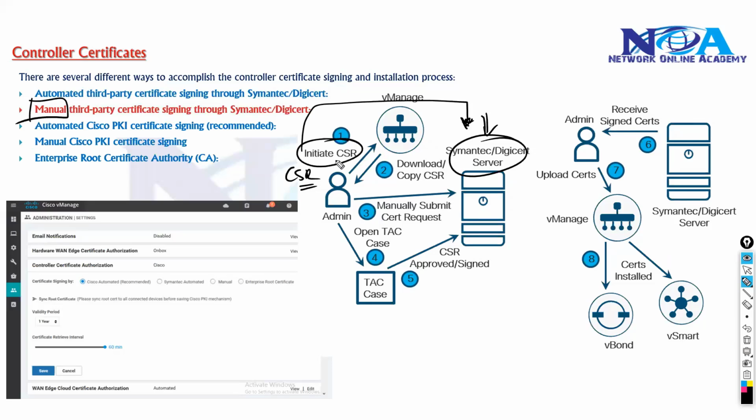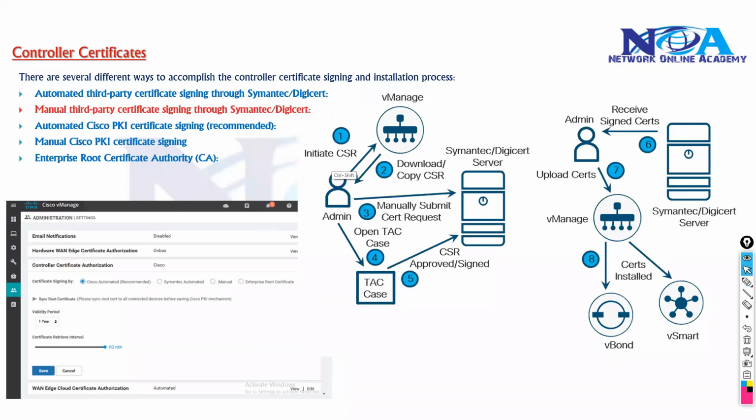In this option, the CSR is generated for each controller and downloaded locally. This means the CSR will be present locally, and a separate certificate request will be made for each controller. So you have to manually submit the certificate request. The first step is to initiate the CSR and download it locally, and then you manually submit the certificate request. It's not automated; you have to do this manually.